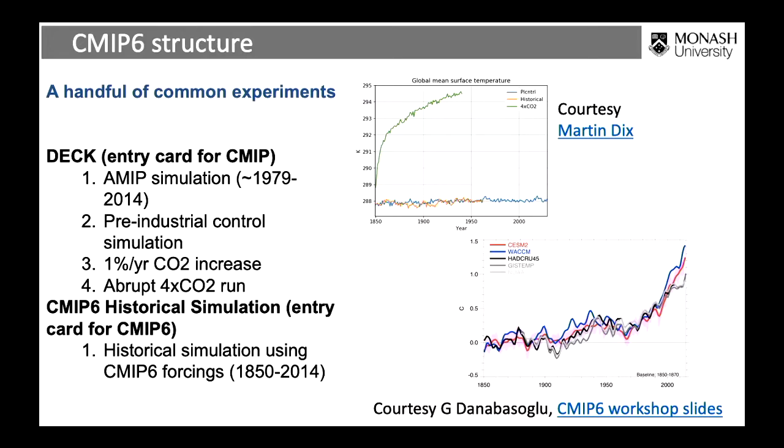which is, this is an example from the CESM2, the latest model from NCAR. And so these are using all the observed forcings that we know about: volcanoes, solar, ozone, greenhouse gases, aerosols, etc.